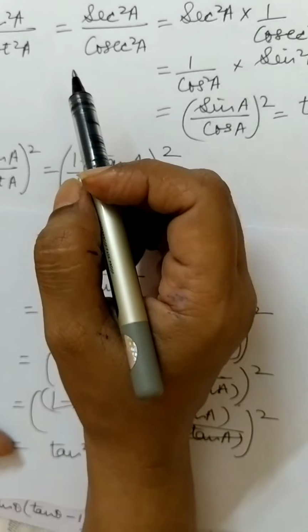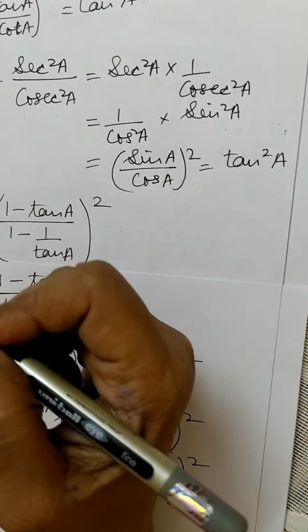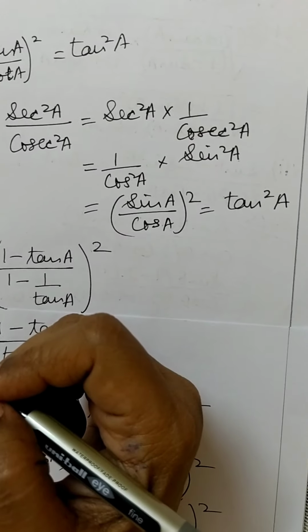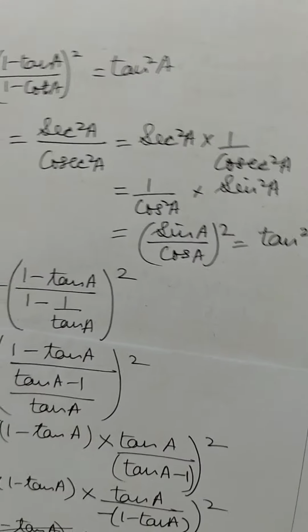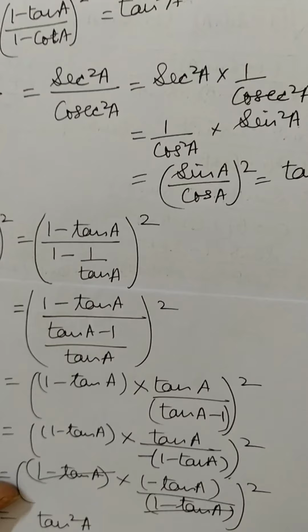So children, complete this question, all the 10 identities. See carefully, understand and practice properly. And if there is any doubt, you can just send me a message.